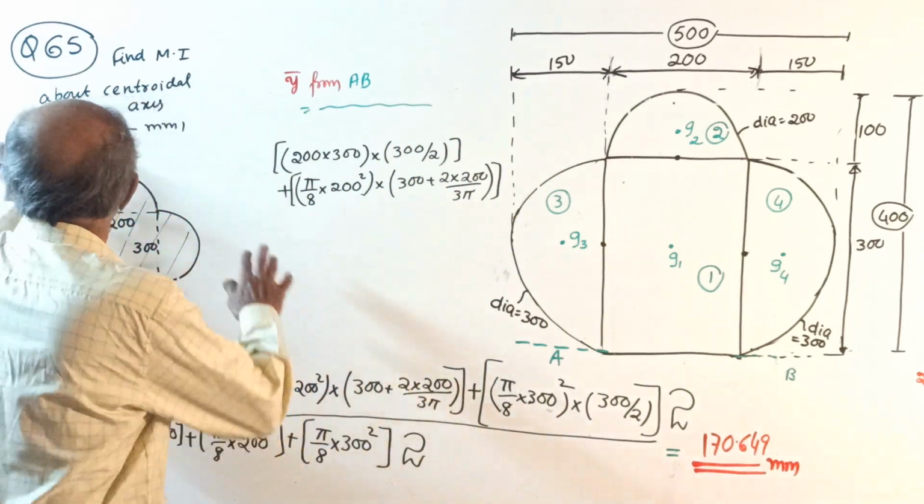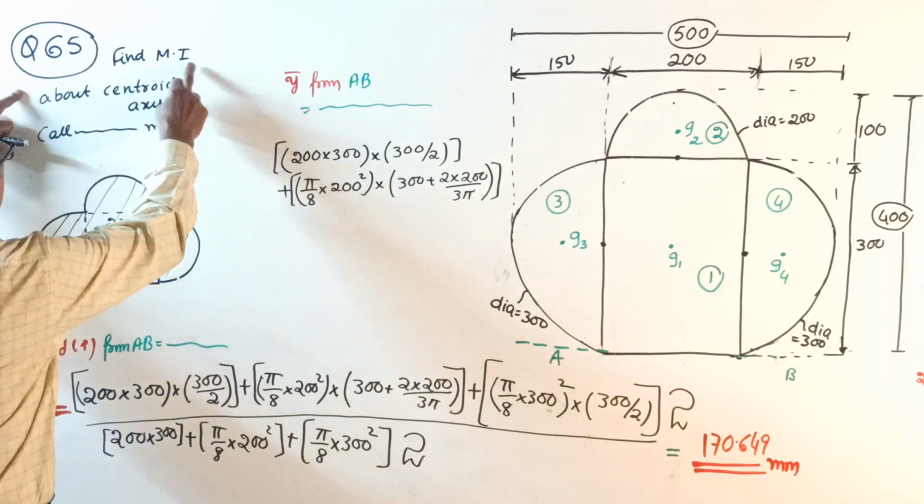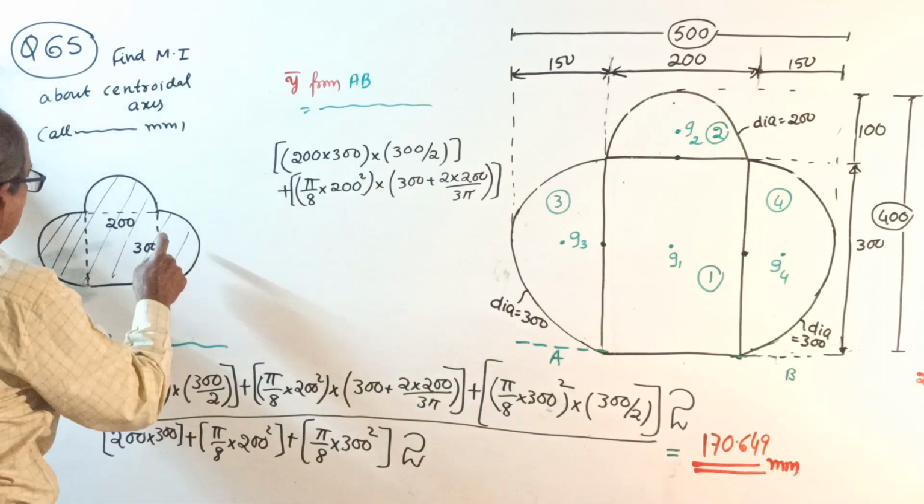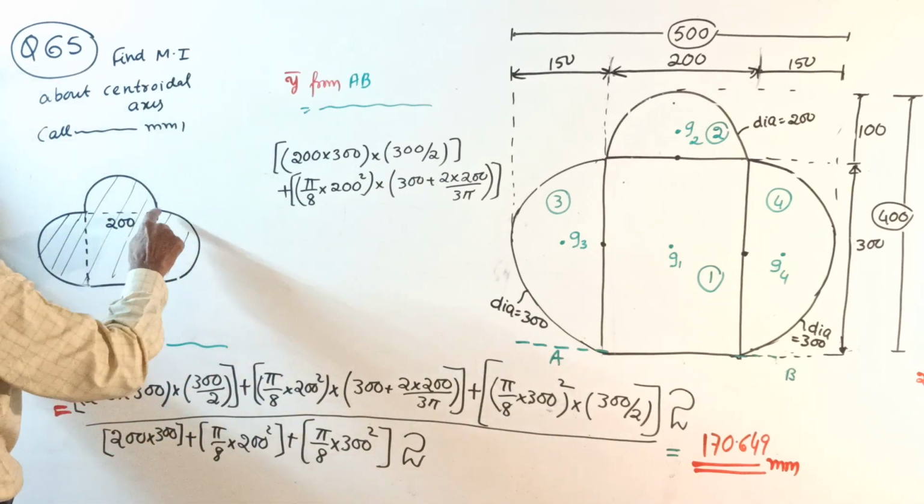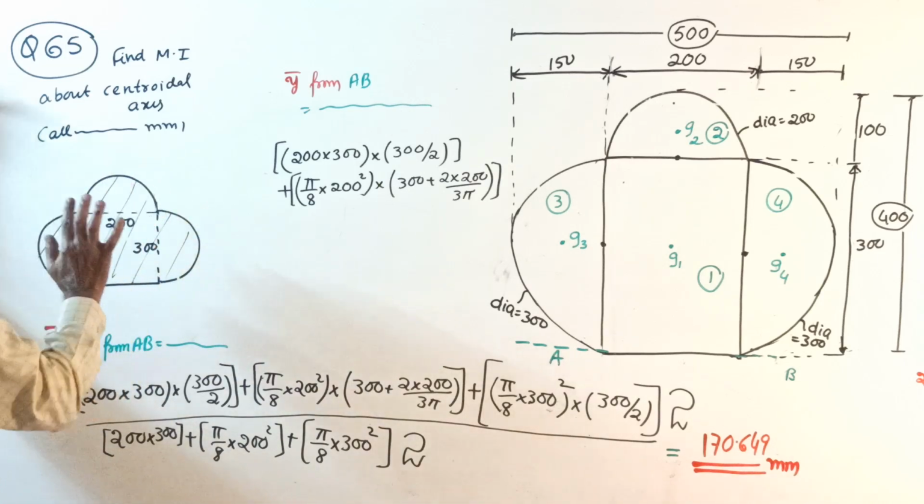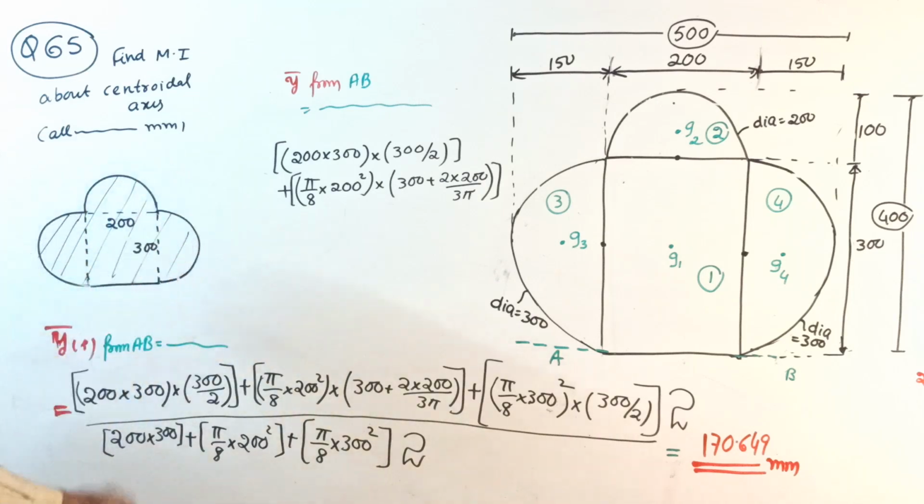See, now, 65. Find moment of inertia about centroidal axis. All dimensions in millimeter. There is a rectangle here, one semicircle here, one semicircle here, one semicircle here. Nice sketch, something like this.